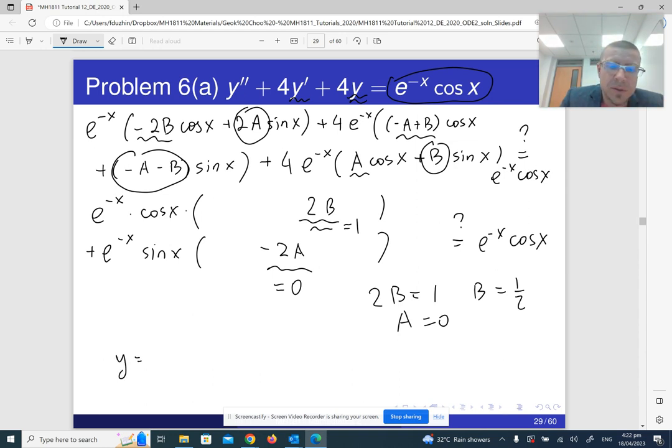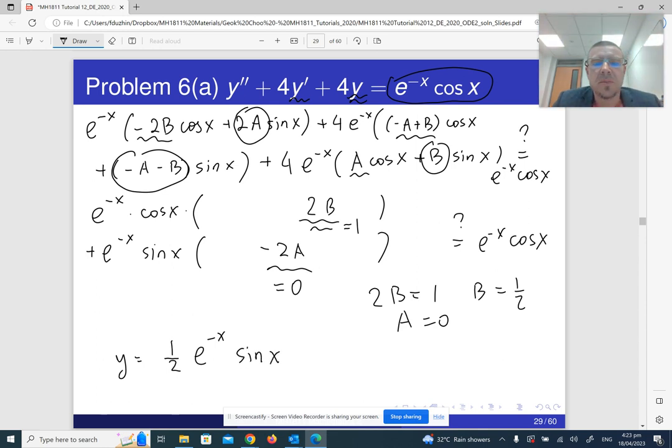Y equals, so b is the coefficient in front of sine x, and a is the coefficient at cosine x, so we do not have that, and we have 1/2 times e to the minus x times sine x.